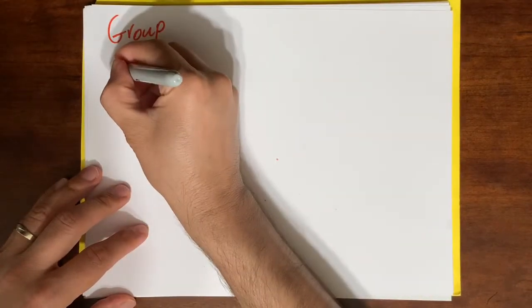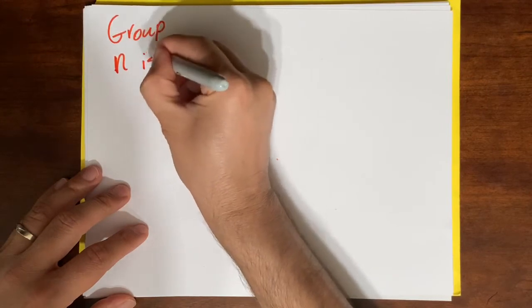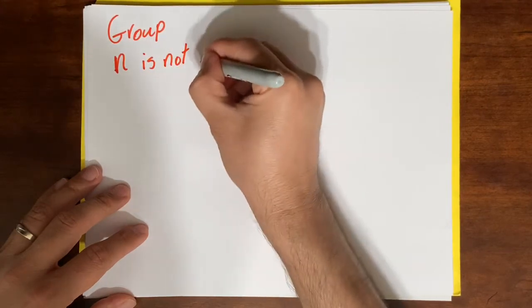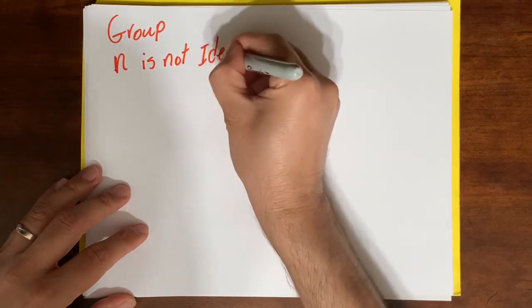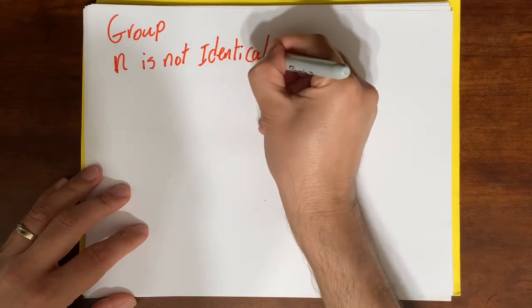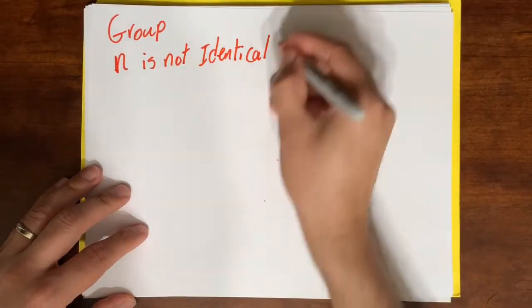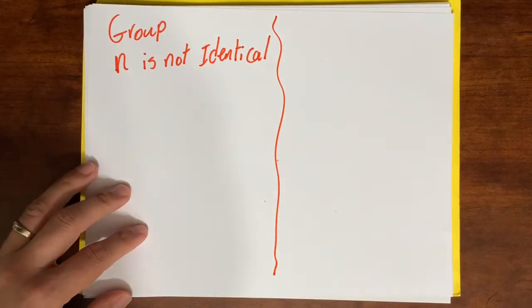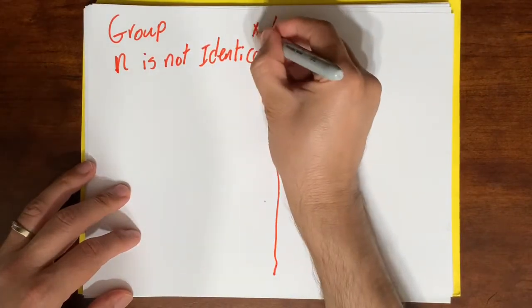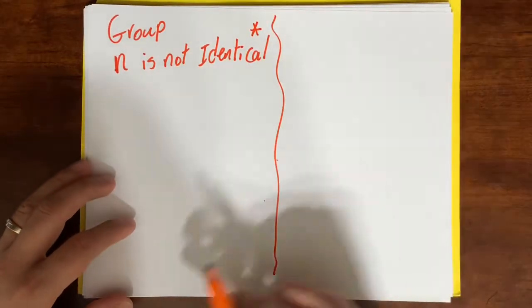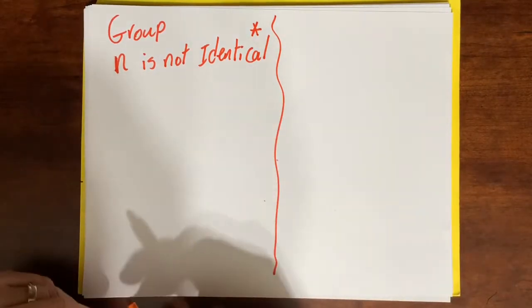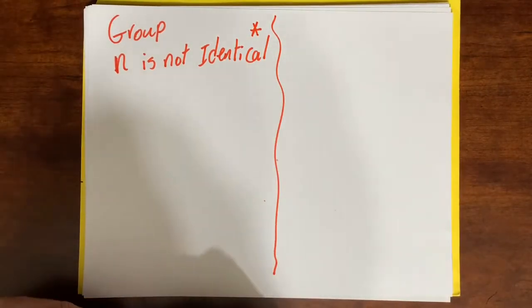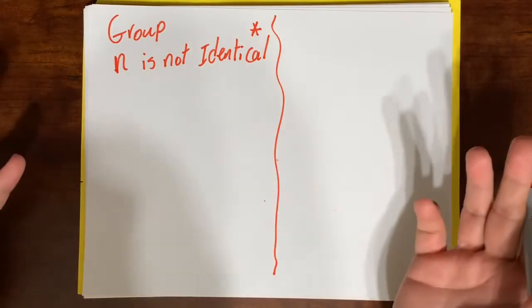Okay. In the group, n is not identical. N is not identical when we are talking about group. So, okay, I'm going to put a star on this one. And from now, when I compare two elements, I'm going to go with N. The one that has a smaller N will be a smaller element.